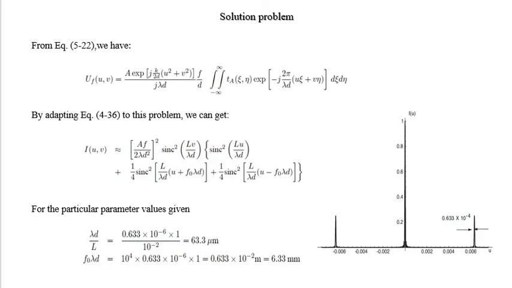And we get UF from equation 5.22. And then by adapting the equation from chapter 4, 4.36, to this problem, we can get the intensity, which is given by this relation. And for calculating some parameters, lambda d over L, f0 lambda d, we have this parameter.